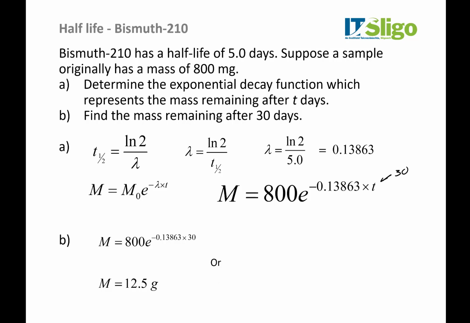Alternatively, we could use the other formula. 30 days is 6 half-lives. So I could use the other formula and I would have a half to the power of 6 by 800. And it gives me the same answer.